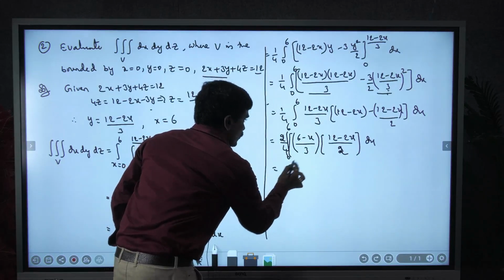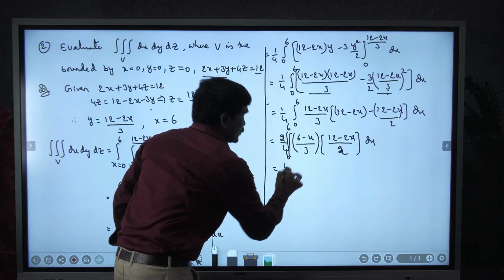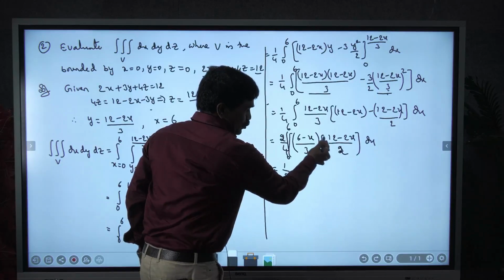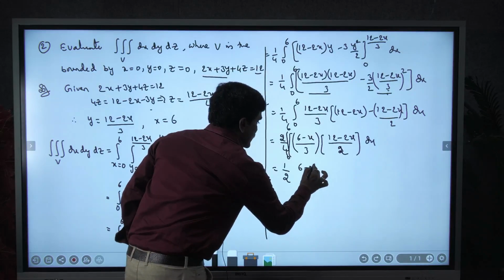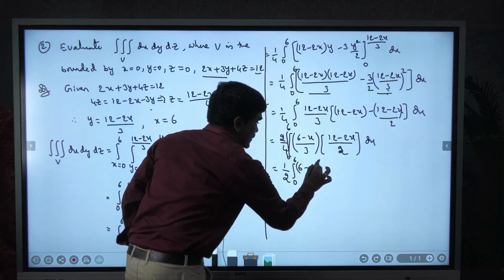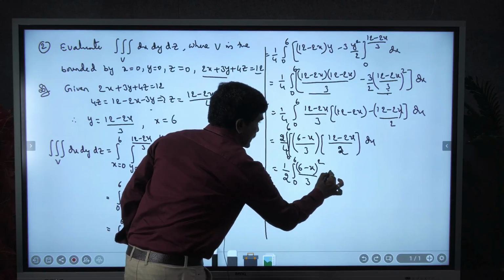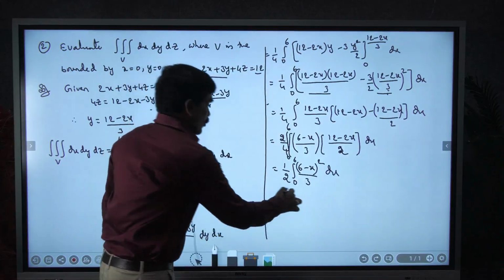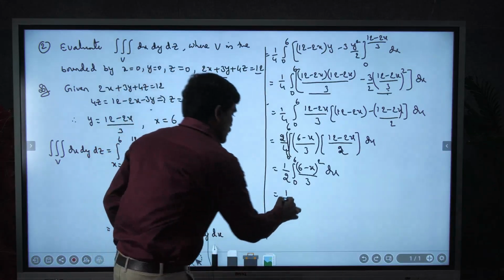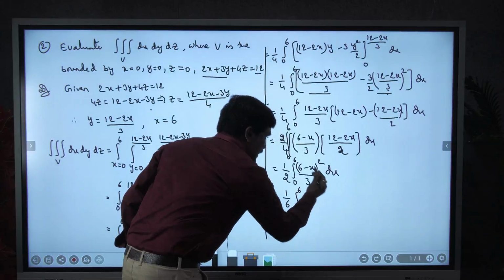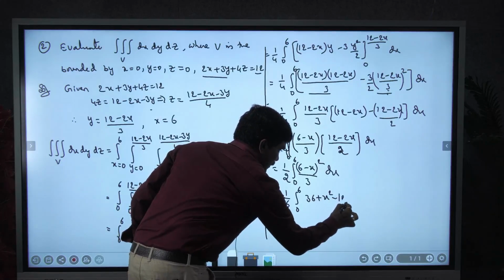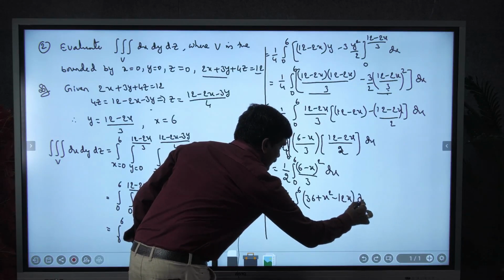Right? Now here 2 by 4 is 1 by 2. Here take 2 common, 6 minus x by 2. The 2s cancel. Finally we have 6 minus x. Here 6 minus x, here we get 6 minus x, so 6 minus x whole square, here by 3 into dx. Now 1 by 3 here, 1 by 2, so 1 by 6, and the integration of 6 minus x whole square. First of all expand this: 0 to 6, 6 minus x whole square is 36 plus x square minus 12x into dx.